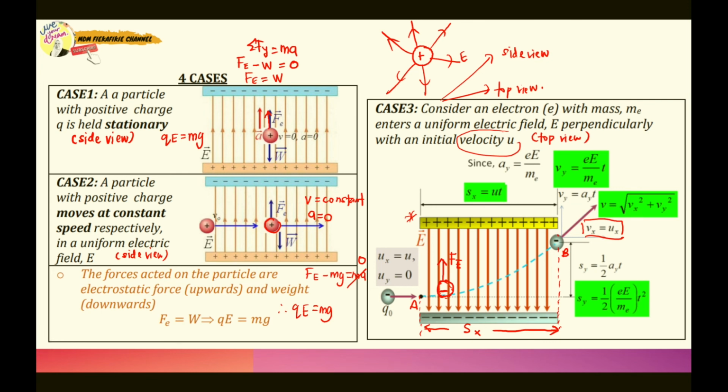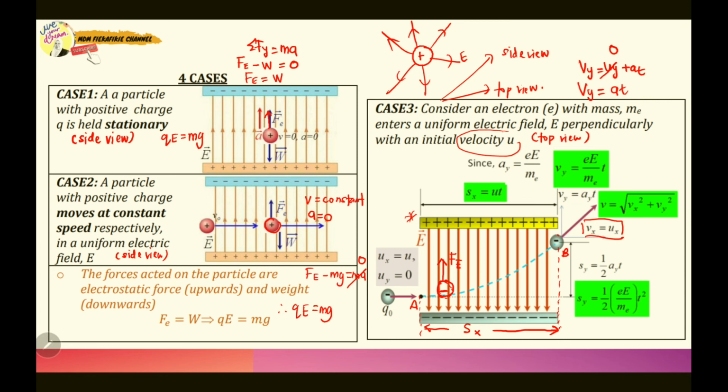And how to calculate Vy? Remember, we have the equation Vy is equal to Uy plus At. Since the direction of the electron is moving upward, therefore the sign of the acceleration should be positive. Since Uy is equal to 0, then Vy is equal to At. And when you calculate A, remember how we got A earlier?